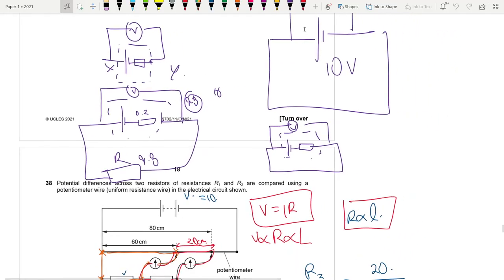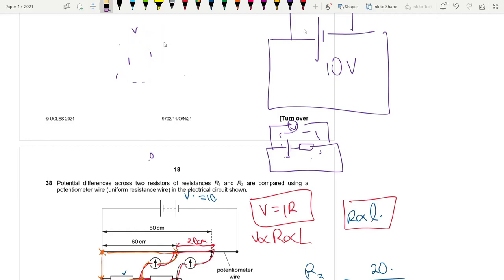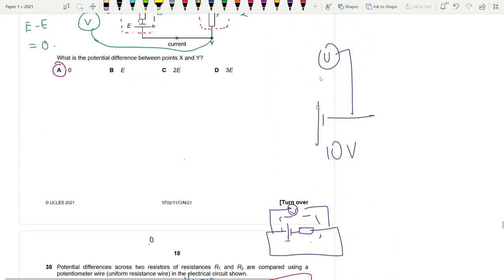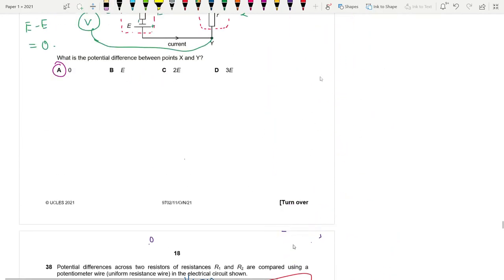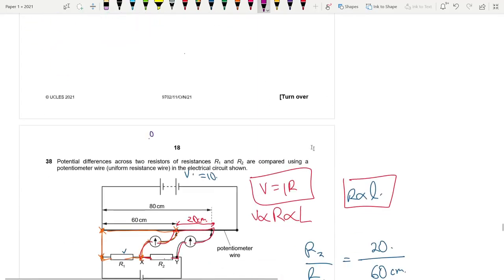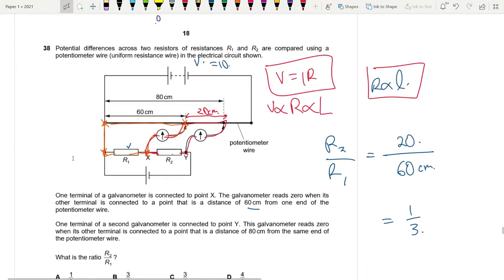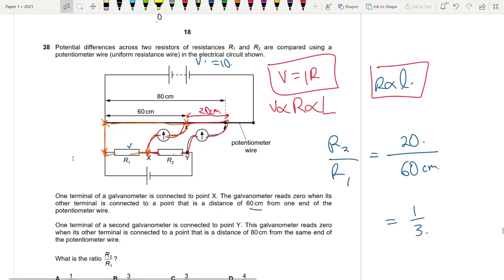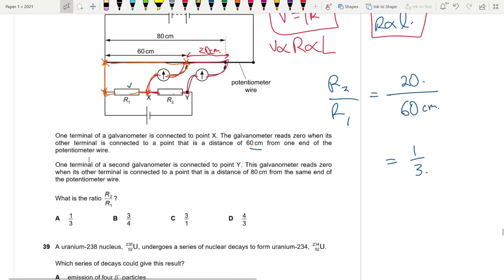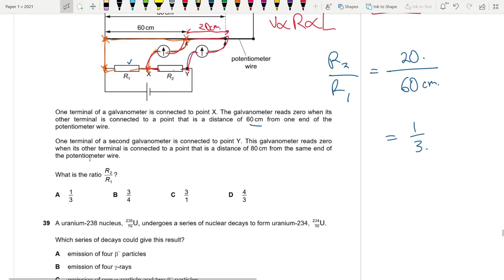Okay, let's go to the next one. 38. Potential differences across two resistors of resistances R1 and R2 are compared using a potentiometer. Remember, the function of a potentiometer is to compare voltages or EMFs, okay? Now, one terminal of a galvanometer is connected to point X.